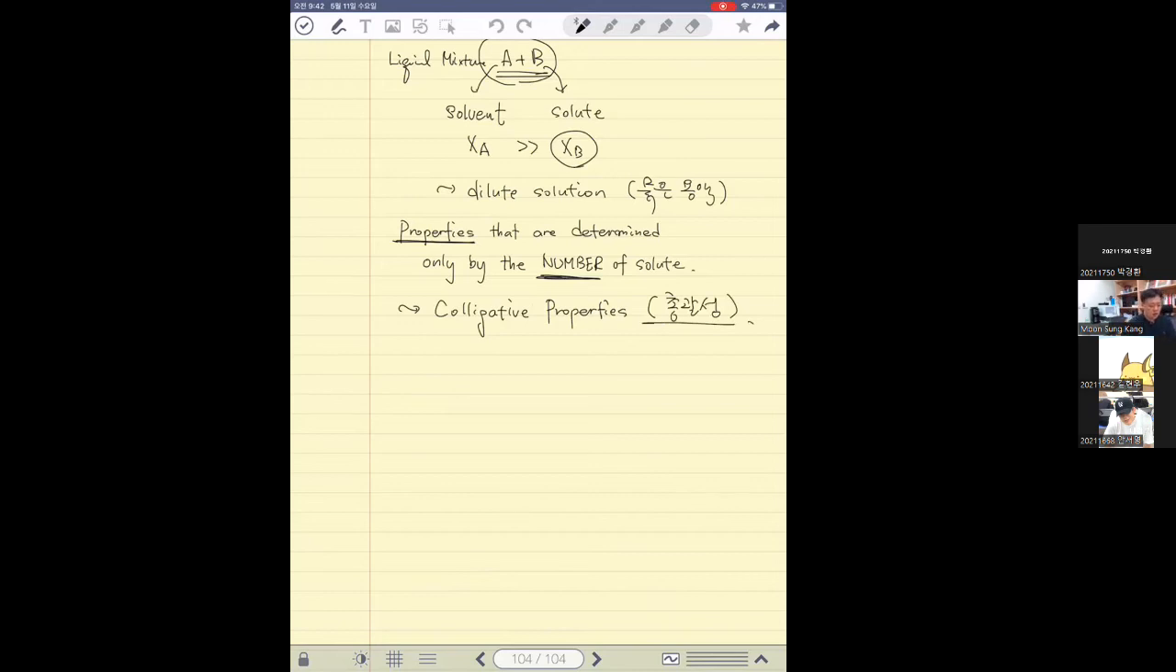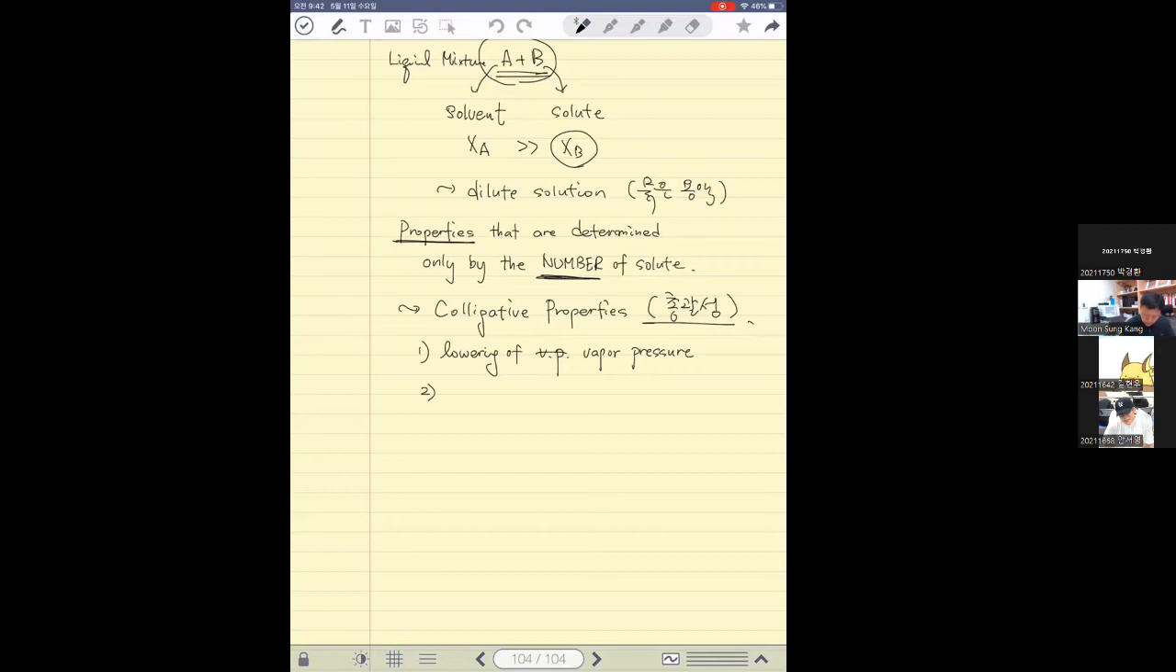And the four properties that I'm going to talk about are, first, the lowering of vapor pressure. I'm going to compare the vapor pressure of a pure substance A and the vapor pressure of A added with a tiny amount of B. What I'm going to tell you is that as you add more B into A, the vapor pressure is going to go down. And I'm going to explain why that happens, right?